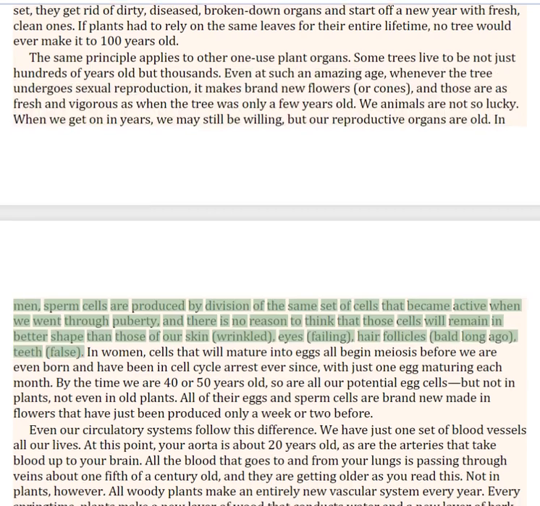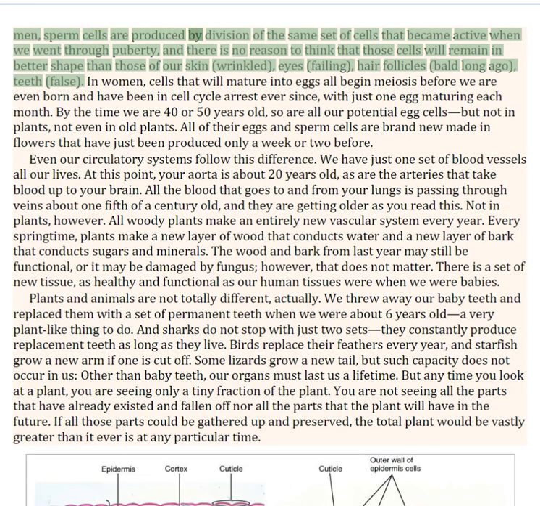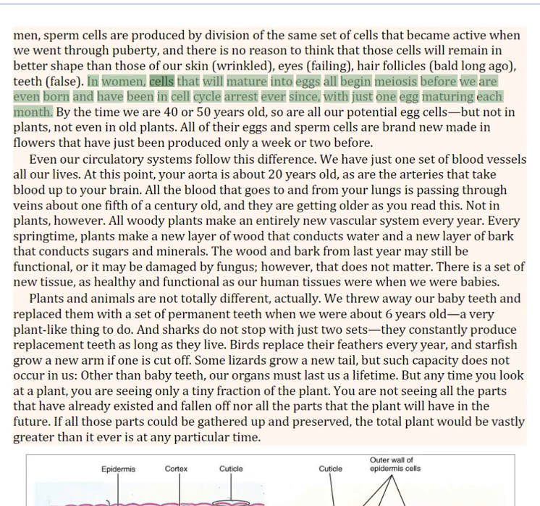In men, sperm cells are produced by division of the same set of cells that became active when we went through puberty, and there is no reason to think that those cells will remain in better shape than those of our skin, eyes, hair follicles, teeth. In women, cells that will mature into eggs all begin meiosis before we are even born and have been in cell cycle arrest ever since, with just one egg maturing each month.